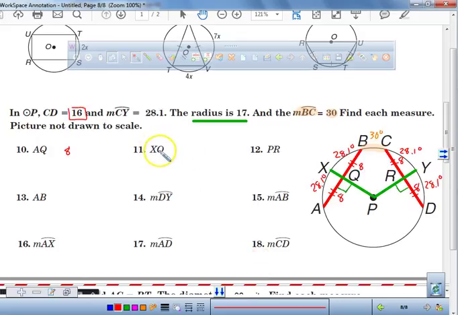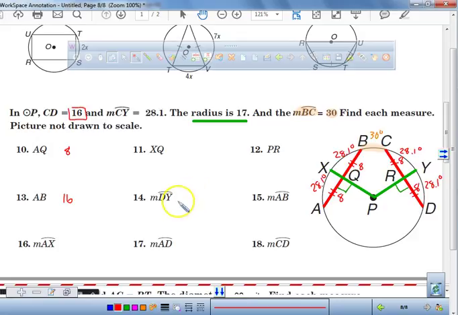What is the distance from X to Q? We don't know that yet. So I'm just going to keep moving on. What's the distance from P to R? Don't know that yet. How about A to B? That's 17. So A to B.